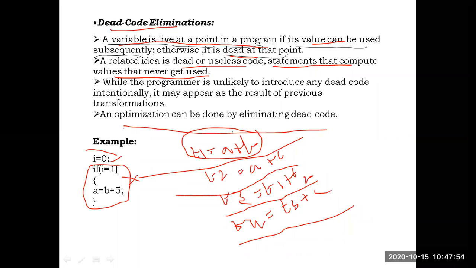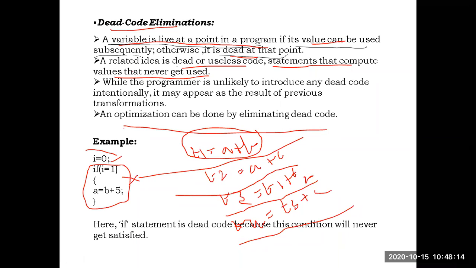Whenever the program contains dead code, the dead code should be eliminated. Elimination of dead code will not affect the program. Whether it is there or not, there is no problem for the program. Why? Because it is dead code, it will not get executed. That is the third one, dead code elimination. Compared to what was written earlier, the if statement is dead code because this condition will never get executed. Since the if never gets executed, the if is called dead code.